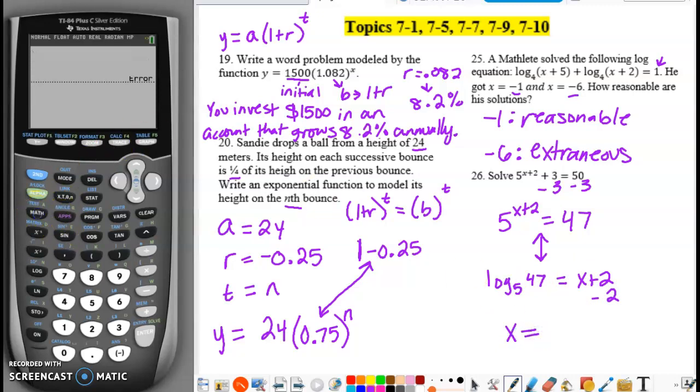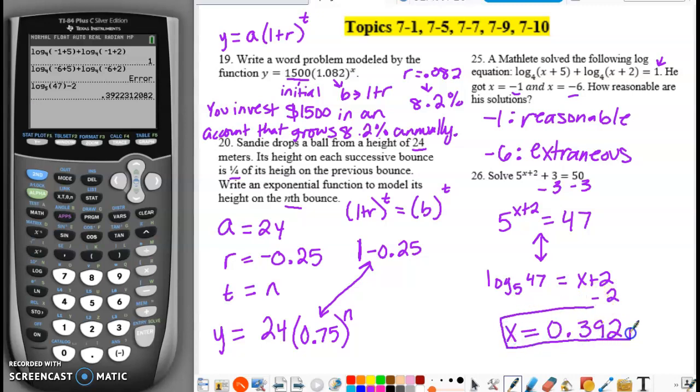So we're going to go alpha window 5. Again, we're going to do log 5 of 47, and then we were subtracting 2. We get x is equal to 0.392. We'll just go to 3 decimal places. Okay, so again, remember the rule of converting from exponent to log and back. Refer to, I believe it's your 7.5 notes for that.